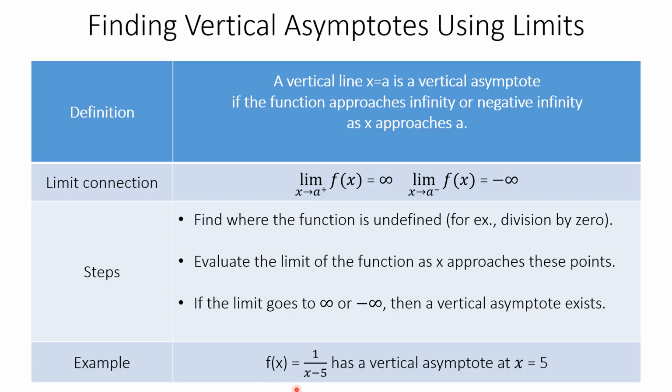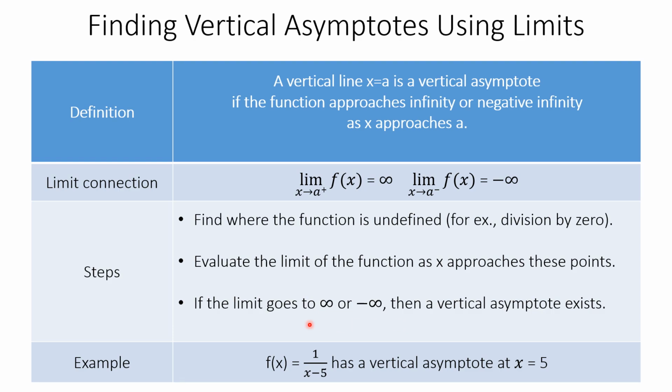So for example, take x equals 5.1. When x equals 5.1, the function equals 1 over 5.1 minus 5, which is 1 over 0.1, which is 10. Now imagine if x was 5.01, then the function would equal 1 over 5.01 minus 5, which is 1 over 0.01, which is 100. So as x gets closer to 5, y gets closer to infinity.